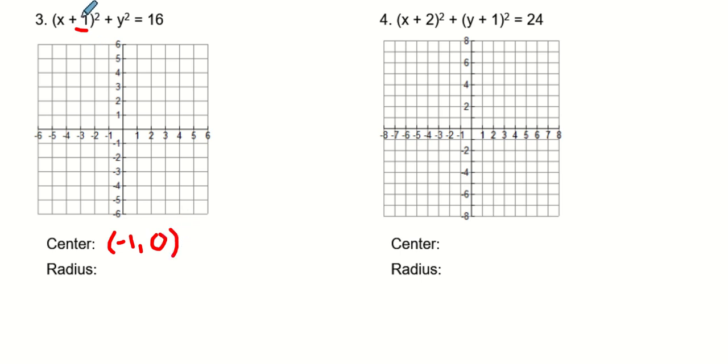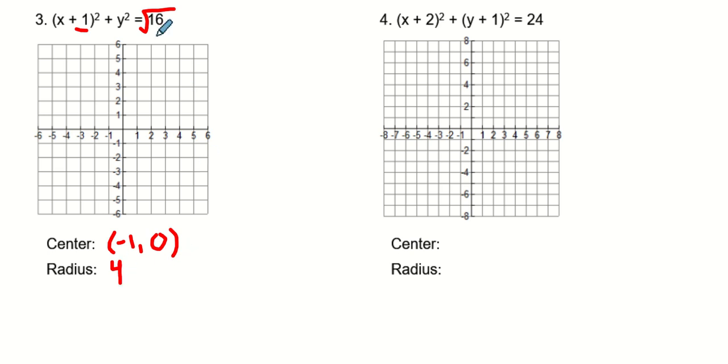Again, the center is just the opposite of this number, and the opposite of the number being added or subtracted to y. And again, in this case, it's just 0. And the radius, now this is where people mess up. The radius is not 16. If you remember, the equation says r squared. So the radius is actually the square root of whatever that number is there. So in this case, it's 4.